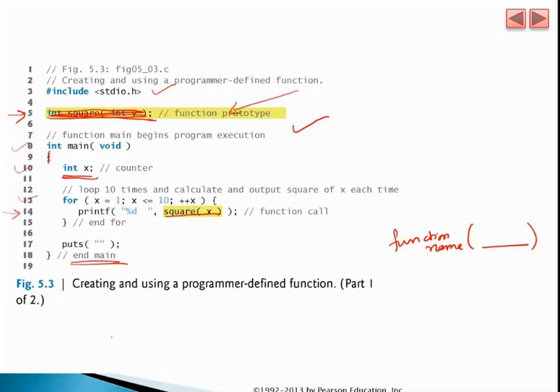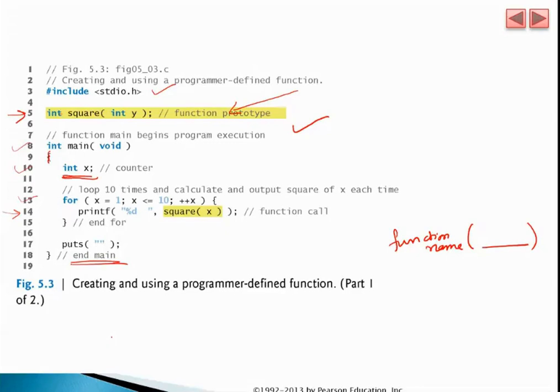This function prototyping will let the compiler know that there is a prototype of this type, and since the definition will match this prototype, definitely later in the program I will get the definition of this square function. Now, are you following me here, what I have just told you? Yes, ma'am.